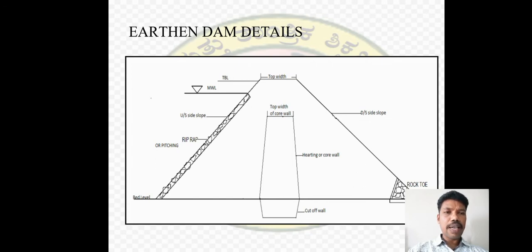And on the inside we have a top core wall. The core wall is in the form of a taper, having more width at the bed level and less width at the top, and there will be a cut-off wall like that.